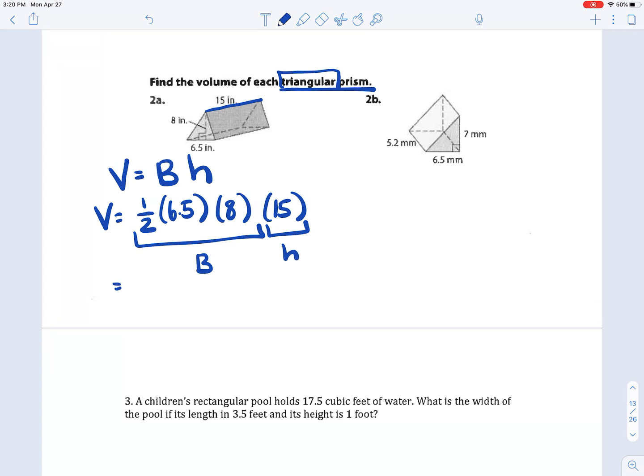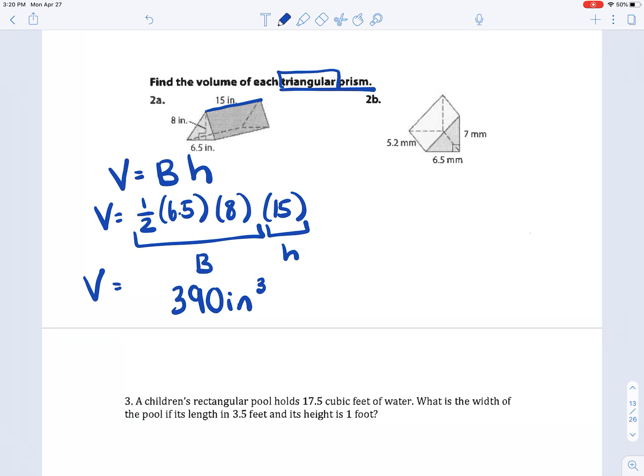Area of the base times the height. 6.5 times 8 times 15 divided by 2. Or I could do 0.5 times 6.5 times 8 times 15. Take a second and try it on your calculator. You should get 390 inches cubed because we're talking about volume.